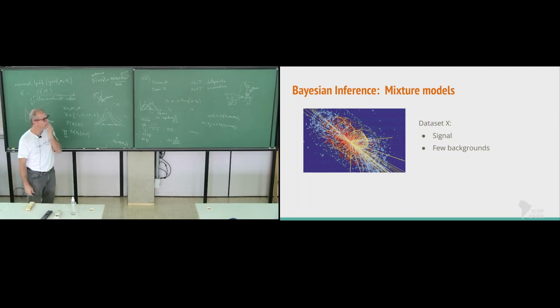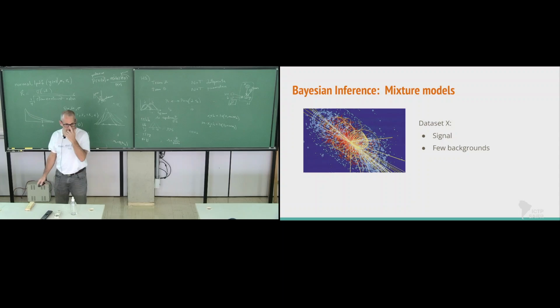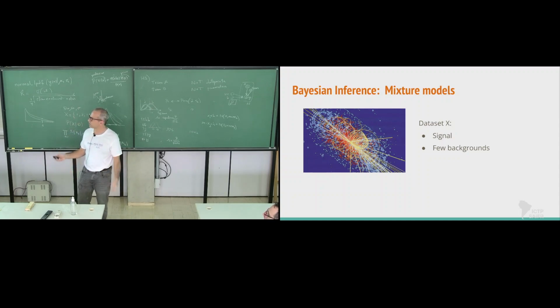So, usually in science, you have data, and you are trying to understand something going on in your physical process, which produces some events. Some events are from signal and some are not. And this is a mixture. This is what a statistician calls a mixture model.